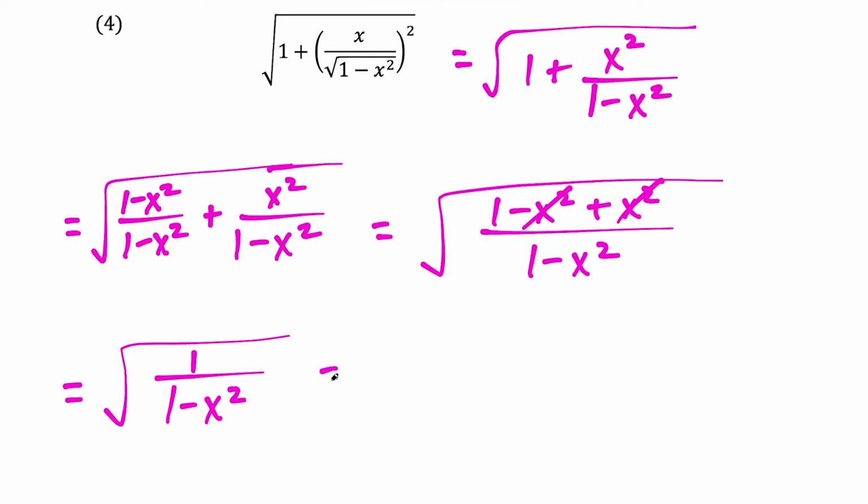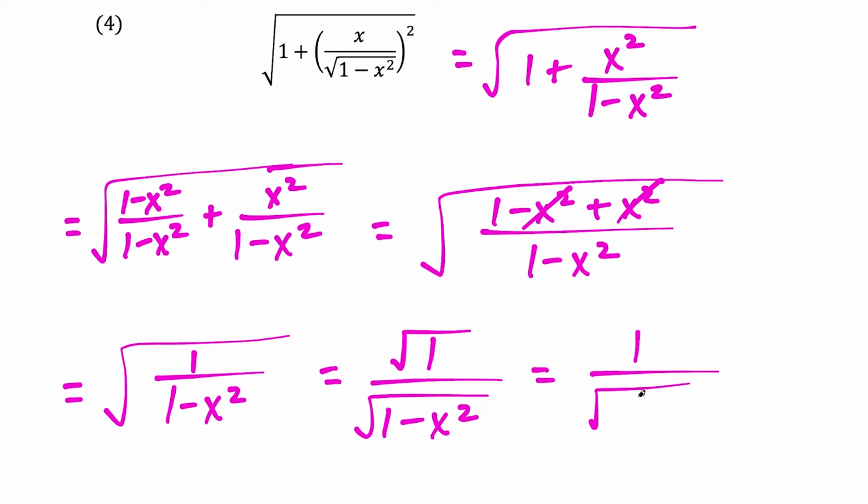But there's a nice property for radicals that when we have a fraction on the inside, we could split the radical up like this. We could separate it like this, and the square root of 1 is just 1, and we will leave the denominator as the square root of 1 minus x squared. So here is our solution to 4.